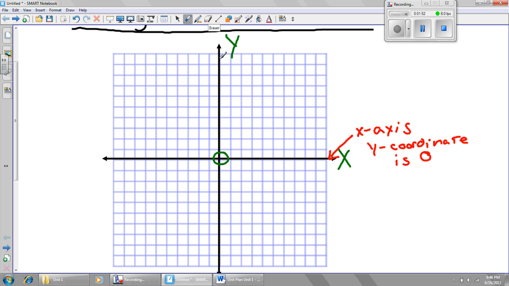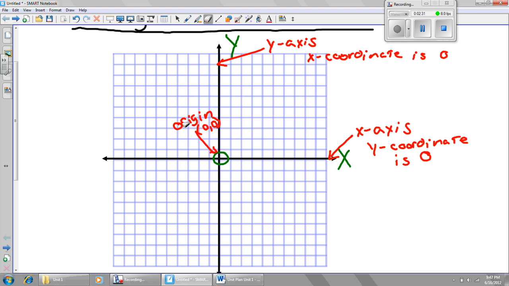And over here we have the y-axis, right? The y-axis. And I'll bet you can guess that on the y-axis, the x-coordinate is 0 every single time. Okay, and there's one more special place right here that is called the origin, and that is the point (0, 0), because you're on both axes. You're on the x-axis and the y-axis at the same time. So therefore, the coordinates are (0, 0).